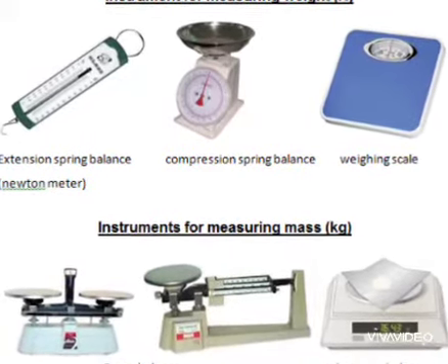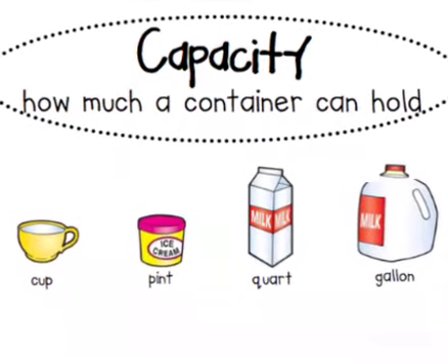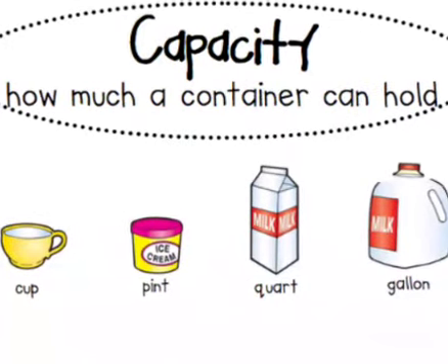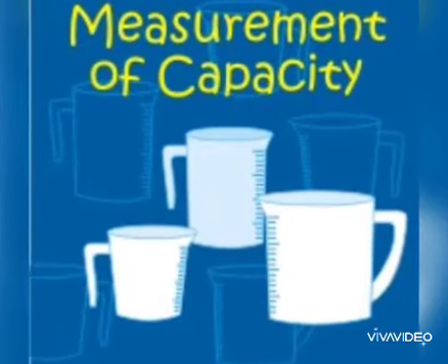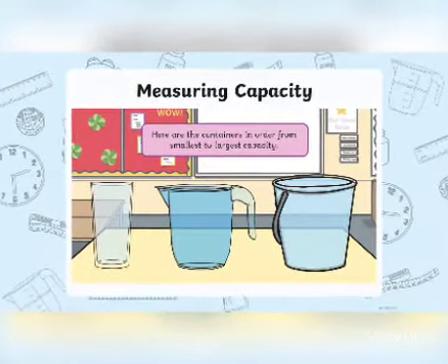Now the third dimension, that is capacity. Capacity is actually how much a container can hold, and it is basically associated with liquids. So for measuring capacity, measuring cans are generally used nowadays for an accurate observation.